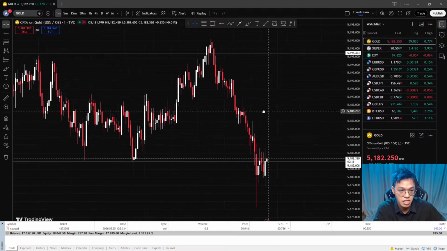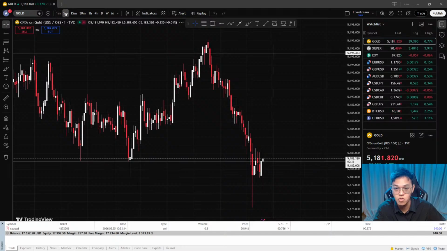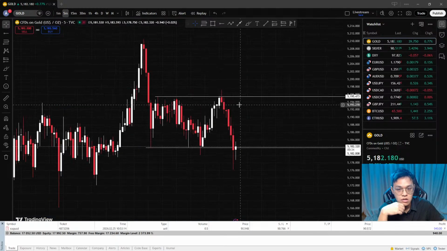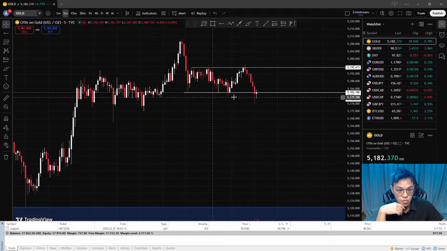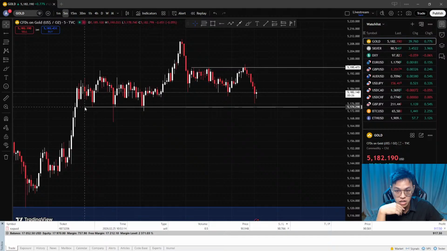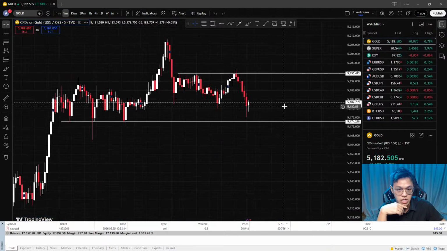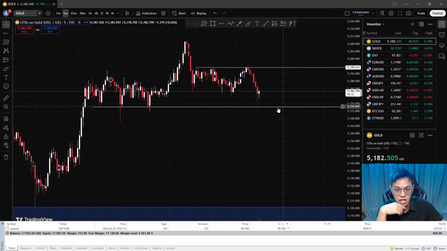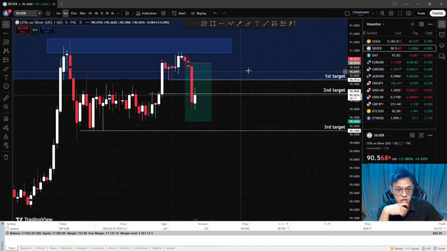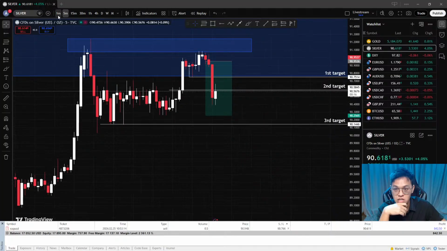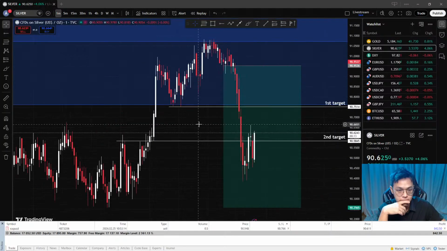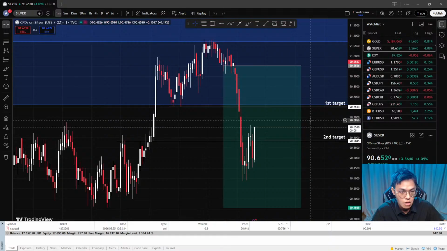That means the price has a higher probability to go down more at the moment. If the price breaks out, the next target will be here. For gold, I think the next target will be here. And if we look at the silver, all right, actually I set my safety pin at the first target.